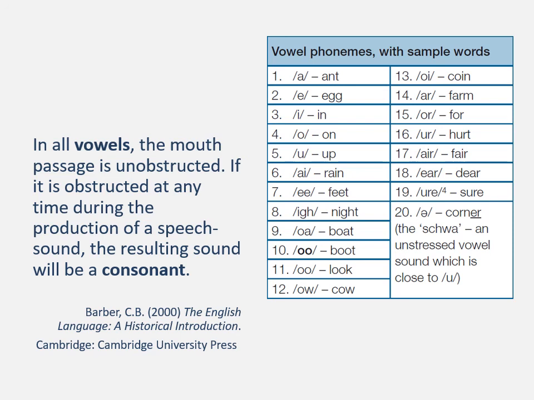You also need to make sure that you understand the distinction between consonant digraphs and adjacent consonants, so that if we have a word like ship, sh, i, p, the first two letters, sh, make one sound, one phoneme, sh. And so that is a consonant digraph.